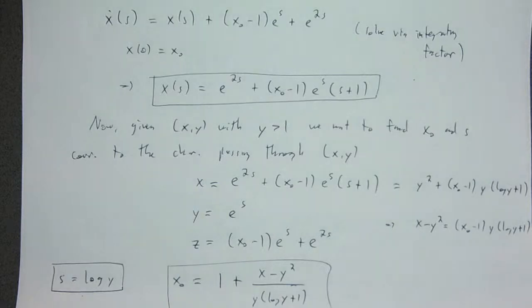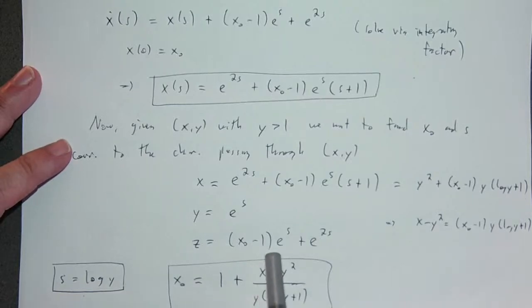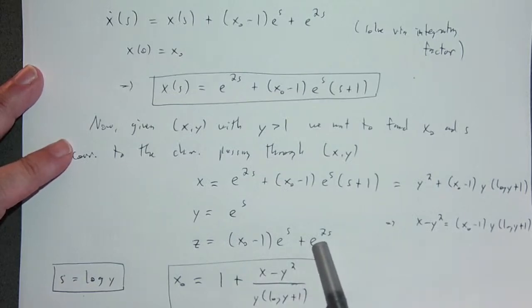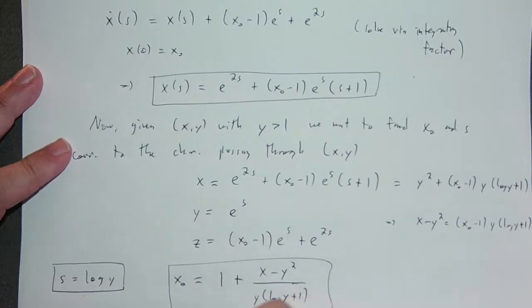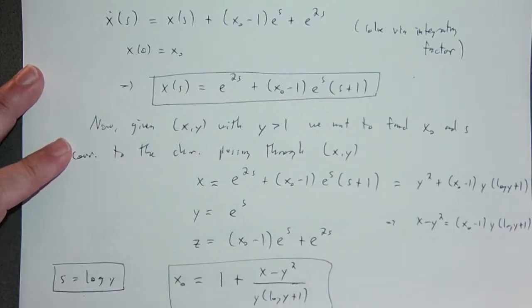And so what is u of x, y? It's z with these things plugged in. So this would be what here, this would be y squared. And this would be like x minus y squared over log y plus 1, plus y squared.